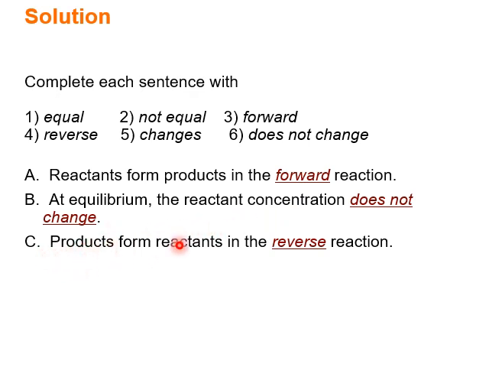Products form reactants in the reverse reaction. Okay, so that's just, again, the way we define things. If we're looking at moving from what we see on the right side of a chemical equation to the left, we're talking about going from products to reactants. That's, by definition, the reverse reaction.